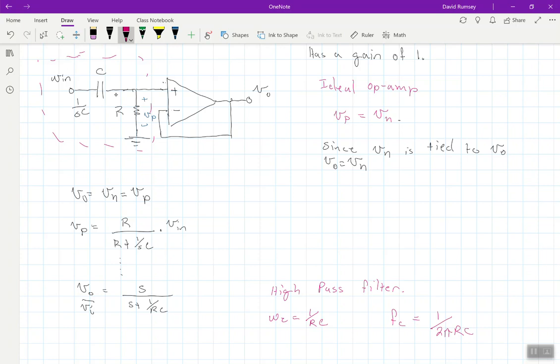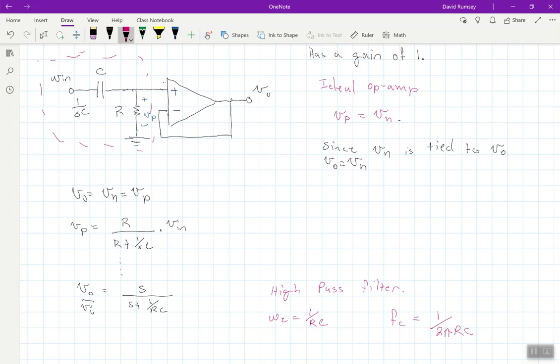Now, to get a low-pass filter, we literally, just like we did with the passive filters, switch where the capacitor and resistor are located, and that will give us a low-pass filter. But you might say, okay, well, what was the point of putting this op-amp in here? Well, there are several good things about this.